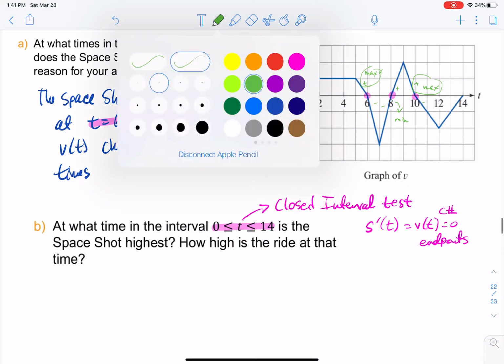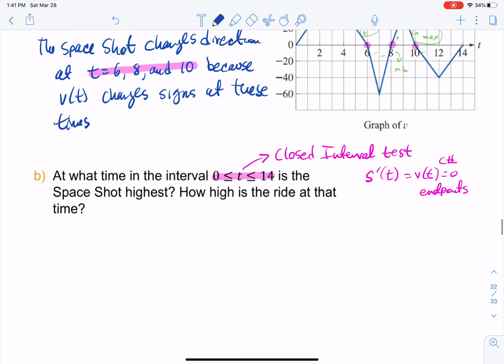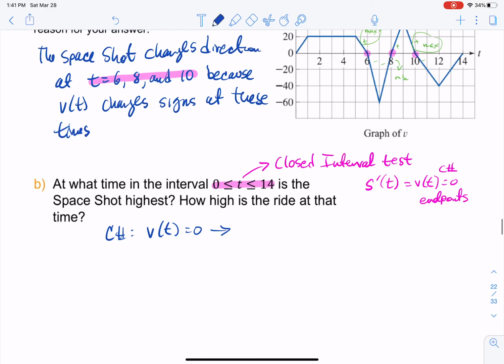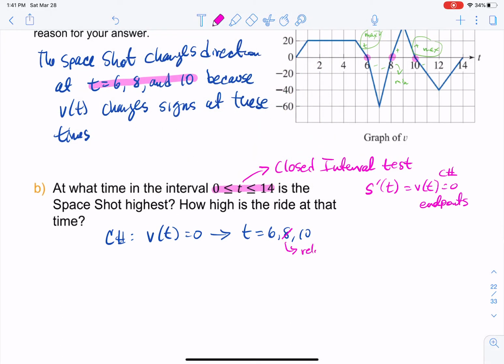Okay, so what I'm going to do is list out my critical numbers, where v of t is equal to 0. You probably want to write this down, because that's sometimes worth a point when it's on your page someplace. This happens at t equals 6, 8, and 10, just like in the previous question. And I am going to eliminate this one, because that one is a relative minimum, and that's going to lessen the amount of work that we have to do.